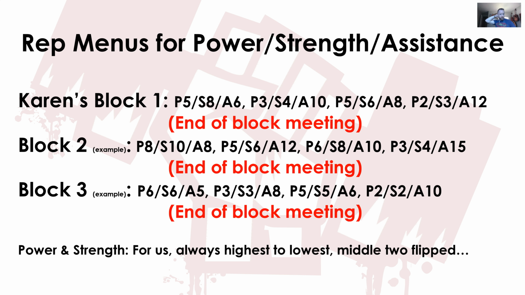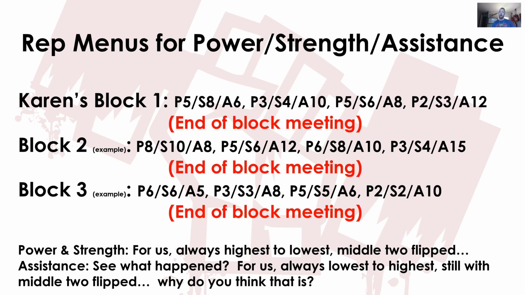So power and strength for us, always highest to lowest, middle 2 flipped. And then as I alluded to earlier, for us, always lowest to highest for assistance, still with middle 2 flipped. Why do you think that is? Think about it for a second while I drink my coffee.